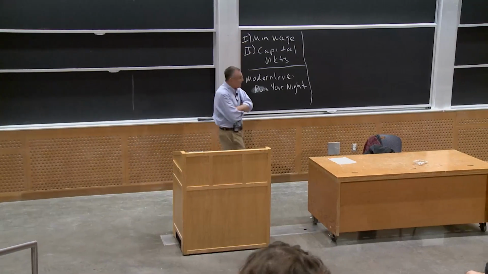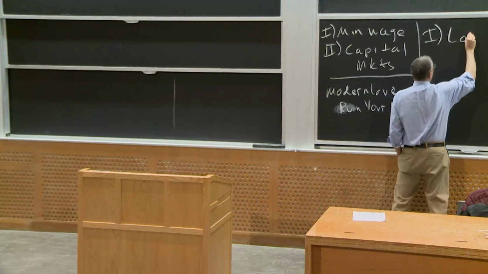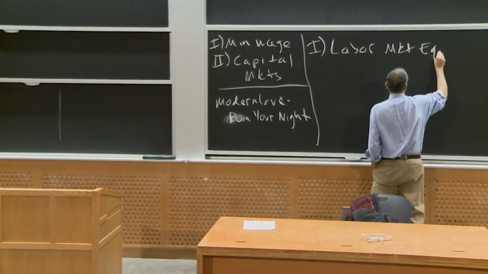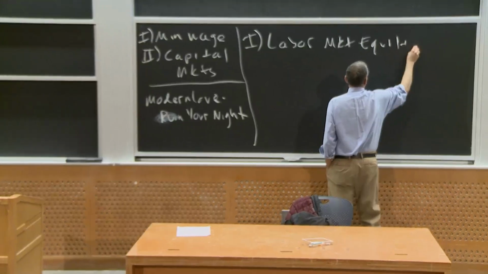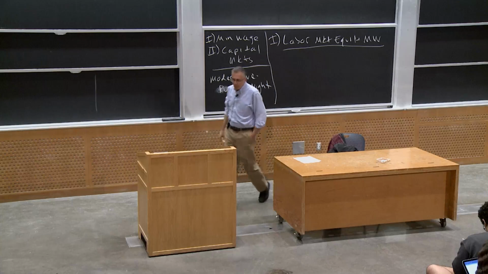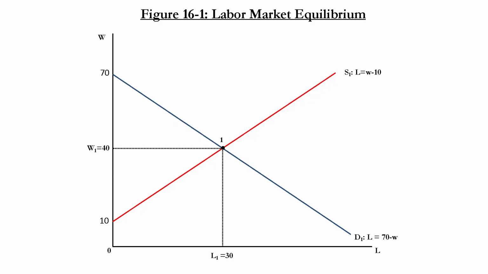So let's start by doing the labor market equilibrium. And then we'll talk about what effect a minimum wage has in that equilibrium. Okay? So let's look at figure 16.1. Figure 16.1 puts together the labor market equilibrium.